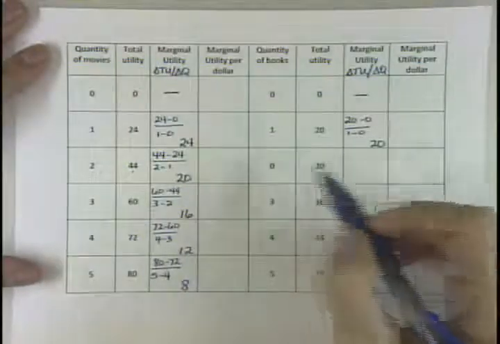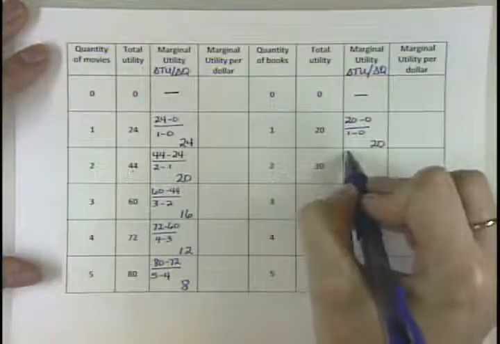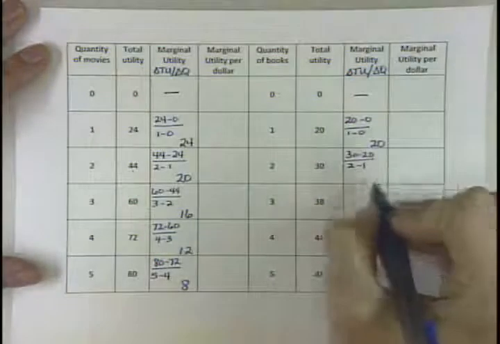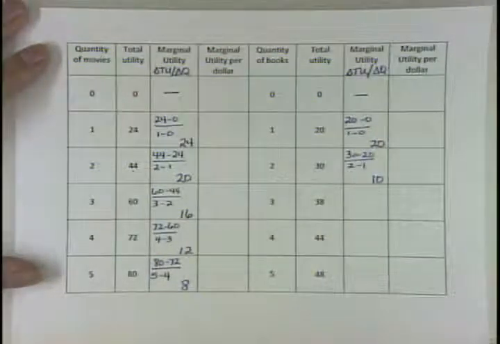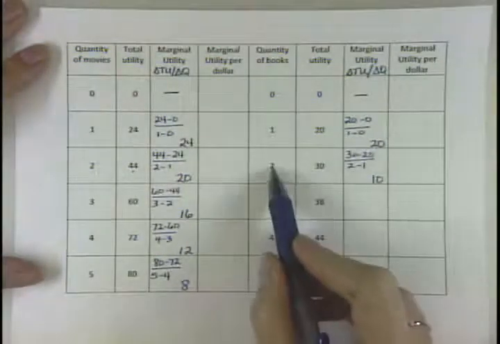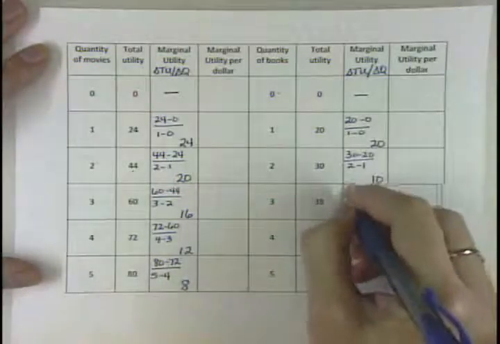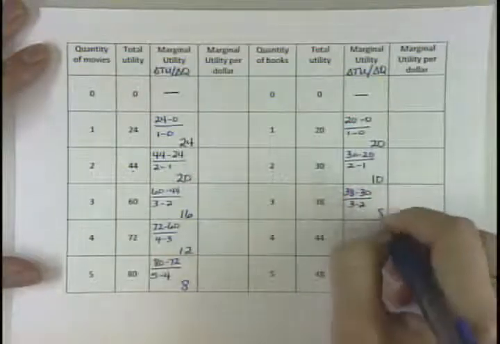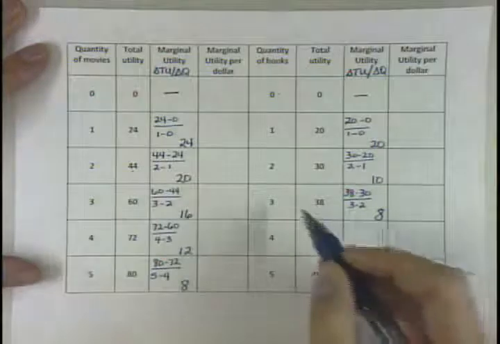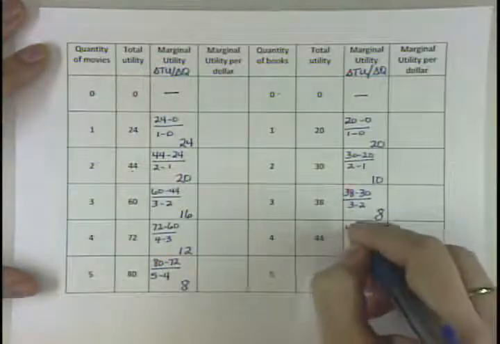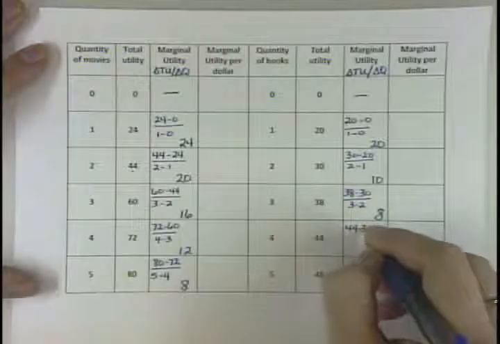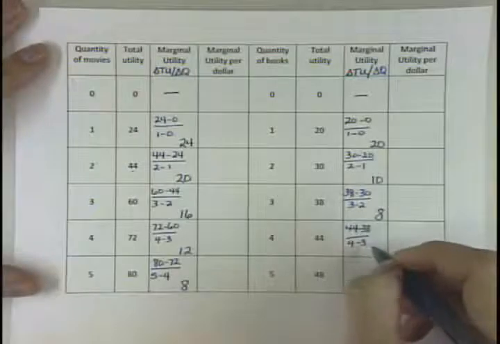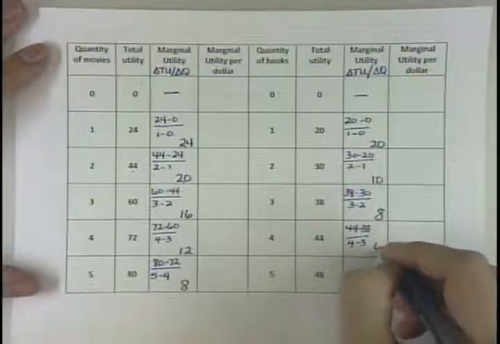When we go from 1 to 2 units, we're going to find the change in total utility, which is going to be 30 minus 20 divided by 2 minus 1, which will be 10. The next unit, we're going to go from 2 books to 3 books. We're going to find 38 minus 30 divided by 3 minus 2, and that's going to be 8. And then we're going to go from 3 to 4. So we're going to do 44 minus 38 divided by 4 minus 3, which should be 6.